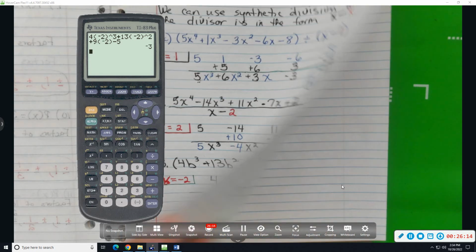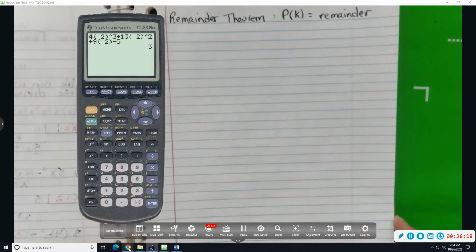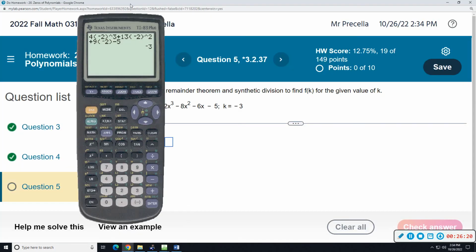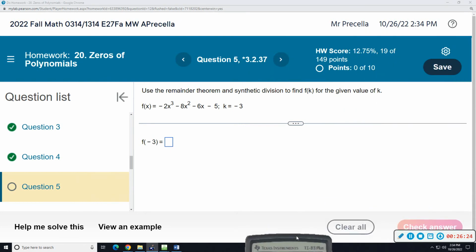But looking at number 5. One thing you could do to find f of negative 3 is just to plug negative 3 in for x. Isn't that what we were doing when we were told to find f of negative 3 on the first assignment over functions? But on this one it says don't do that. Do it with synthetic division instead.